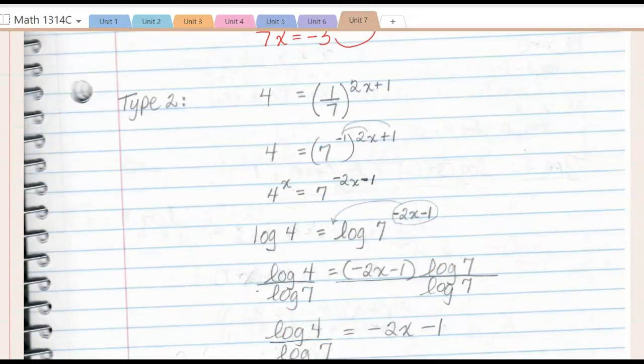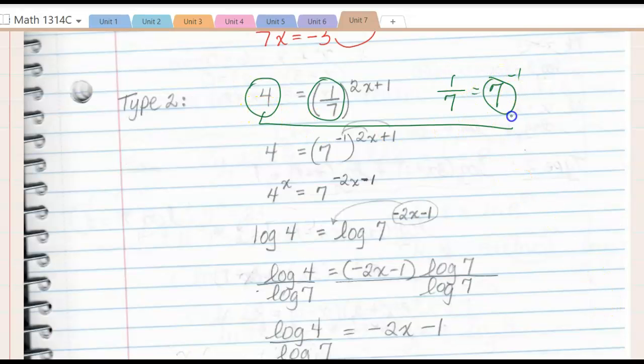The second type of exponential equation that we may be asked to solve is when we are not able to get the same base. Notice I have 4 on the left, and on the right I have 1 over 7 as a base. So I know I can rewrite 1/7 as 7 to the negative 1 exponent. But the question is, can I write either of these in terms of each other? In other words, do I know 4 to some exponent in which it would equal 7, or do I know 7 to some exponent that would give me something like 4?